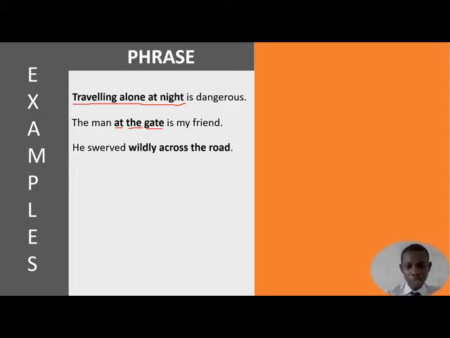We have 4 words here and none is a verb, let alone a finite or non-finite verb. So we have another phrase. You may want to find out: widely is an adverb, across is a preposition, the is an article, road is a noun. So none is a verb, so it's a phrase.